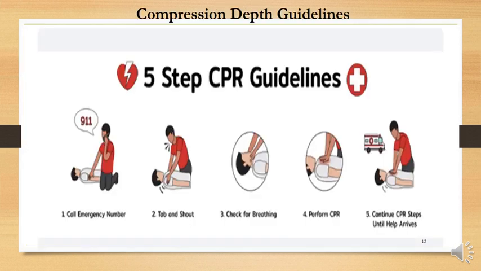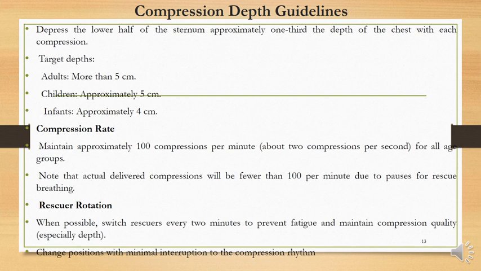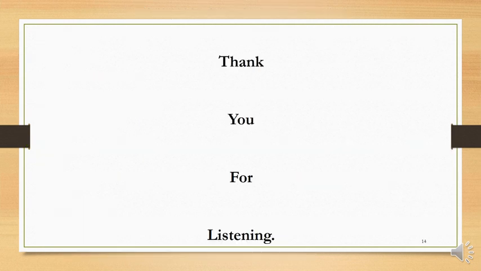There's the compression depth guideline. We have the emergency call, tap and shout, check for breathing, perform CPR, continue CPR until help arrives. So we have the compression depth guideline, as we have stated on the other side. We have the compression rate, that is 100 compressions per minute. Rescue rotation: when possible, switch rescuers every 2 minutes to prevent fatigue and maintain compression quality, especially depth. Change position with minimal interruption to the compression. Thank you for listening.